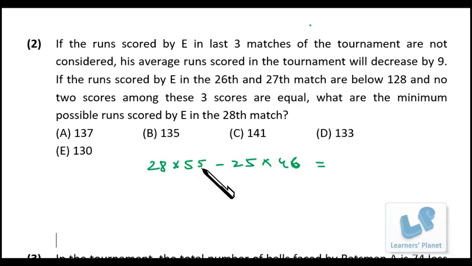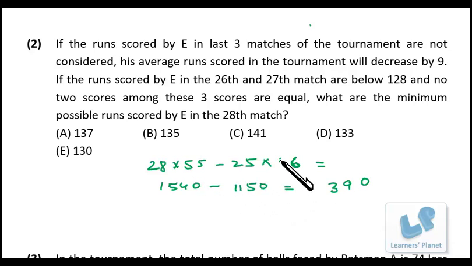28 into 5 is 140, 140 into 11, 1540. 25 into 2, 50, 50, 23 into 5 is 115, 0. So this is the total score of the last 3 matches. 1550, 1150, 400, so it must be 390, right?